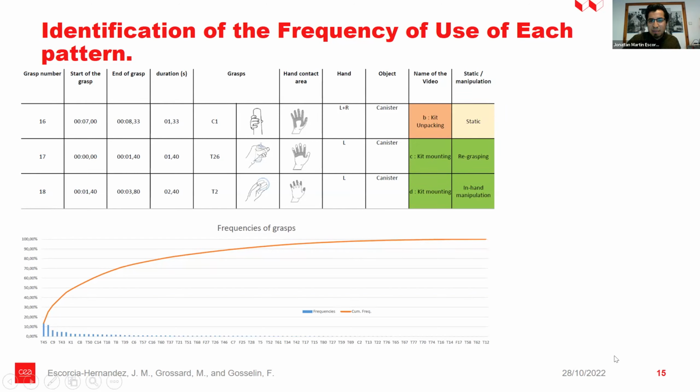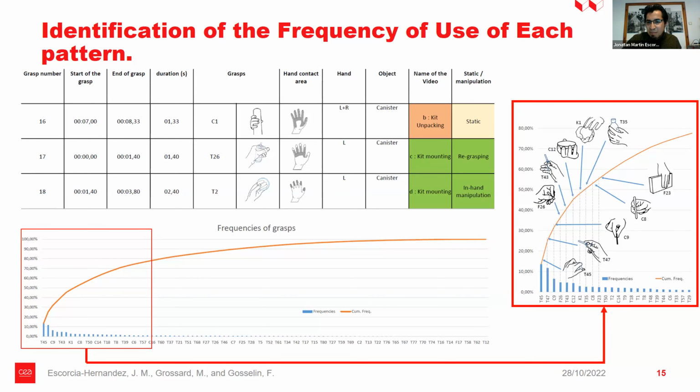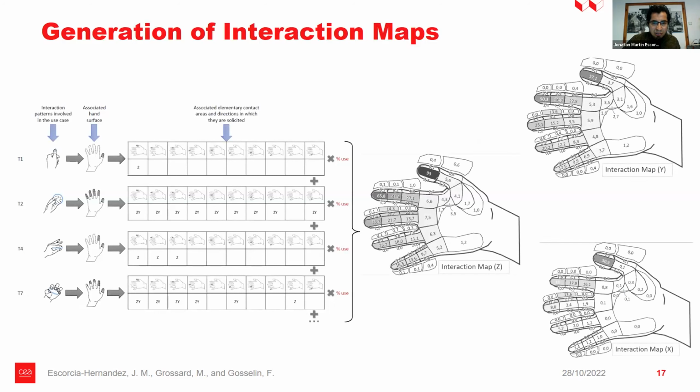For instance, if the task was performed with the left hand or the right hand, this information is useful to identify which grasps are more frequently used. Then, by careful visual inspection, we identify the direction in which the exerted force is made. For each elementary contact area, we define a frame, and all of this information is merged in order to generate the interaction maps.